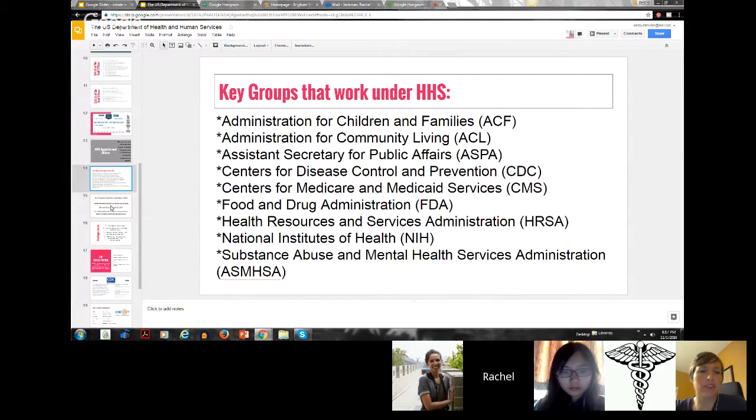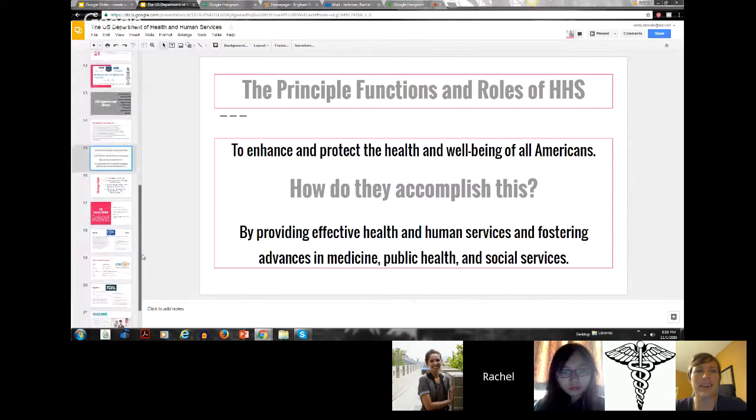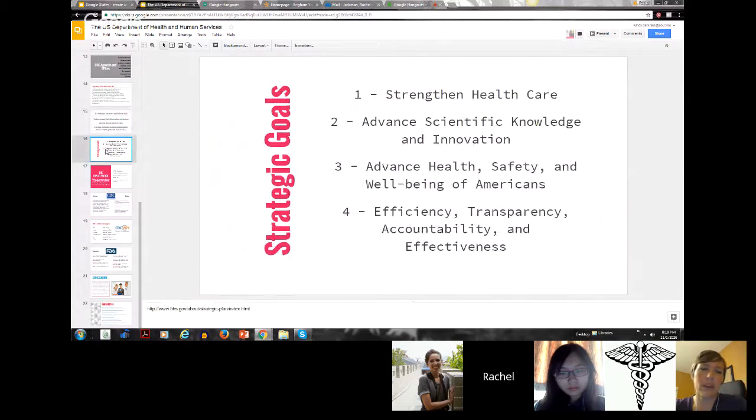So the functions and roles of HHS, if you go on to the next screen, are to enhance and protect the health and well-being of all Americans. I didn't realize how all-encompassing HHS was until we really got down and studied it more. They accomplish this by providing effective health and human services and fostering advances in medicine, public health, and social services. Some of their strategic goals are to strengthen healthcare, advance scientific knowledge and innovation, advance the health, safety, and well-being of Americans, and promote efficiency, transparency, accountability, and effectiveness.